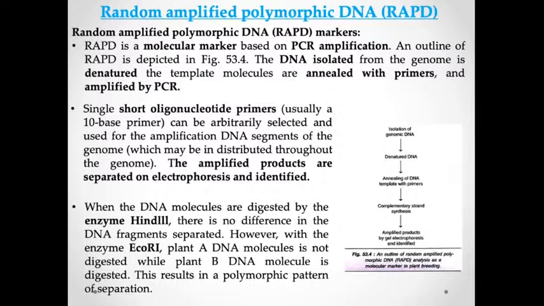So single short oligonucleotide primers can be arbitrarily selected and used for amplification of DNA segments of the genome, and the amplified products are separated on electrophoresis and identified. When the DNA molecules are digested by enzyme HindIII, there is no difference in the DNA fragments separated. However, with enzyme EcoRI, plant A DNA molecule is not digested, while plant B DNA molecule is digested. So this results in a polymorphic pattern of separation.